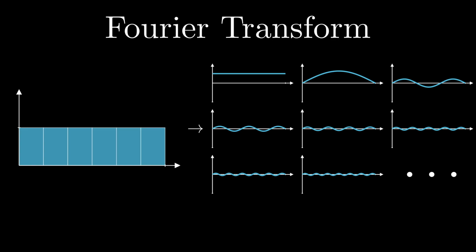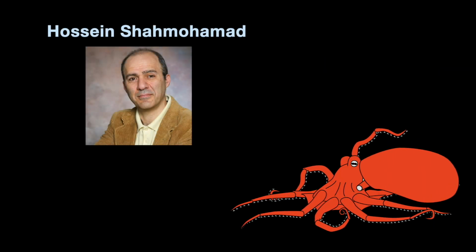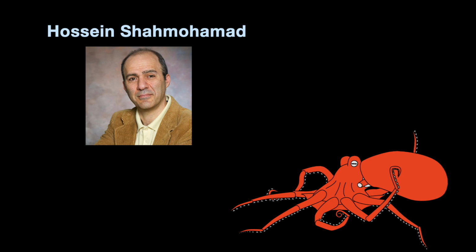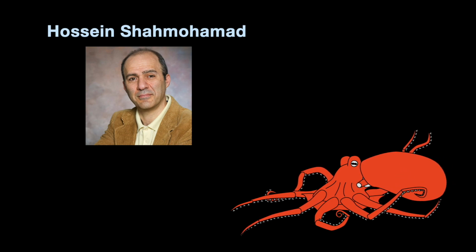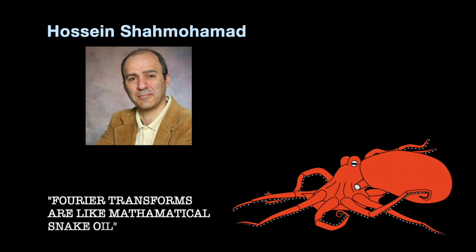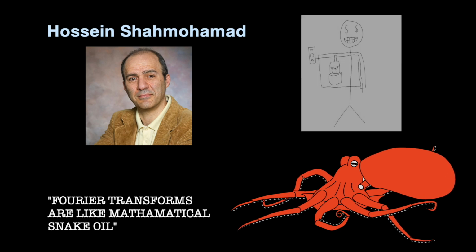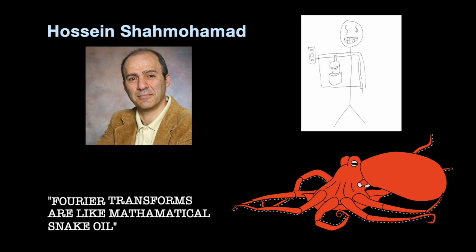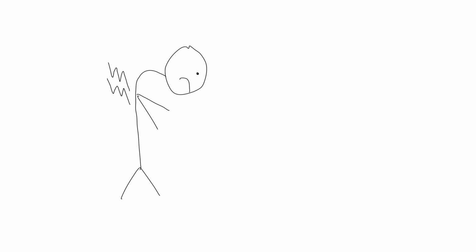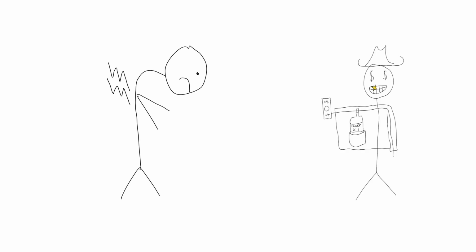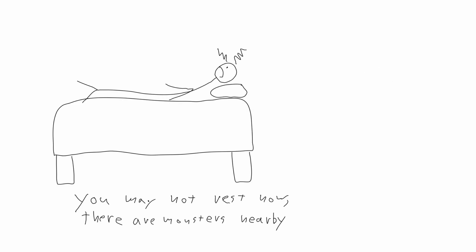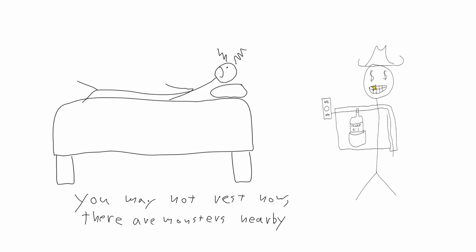But the best description I've ever heard of just how broadly applicable Fourier transforms are came from my favorite professor in college. He liked to describe Fourier transforms as mathematical snake oil. Snake oil was a fake remedy that shady salespeople in the Old West used to proclaim would cure any ailment. Have a backache? Rub some snake oil on it. Having a hard time falling asleep? Drink a little bit of snake oil.